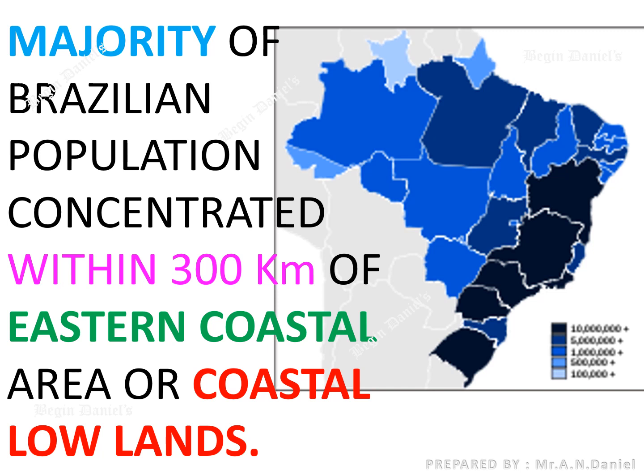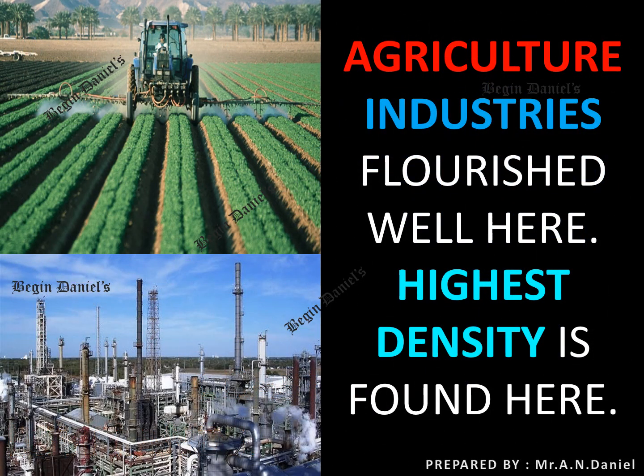The majority of the Brazilian population is concentrated within 300 km of the eastern coastal area or coastal lowlands. This map shows very clearly that most of the population of Brazil is concentrated on the east coastal region. Why is the highest density found in the eastern coastal region? Because agriculture and industries flourished well in this area. That is why the highest density of population is found in the eastern coastal region of Brazil.